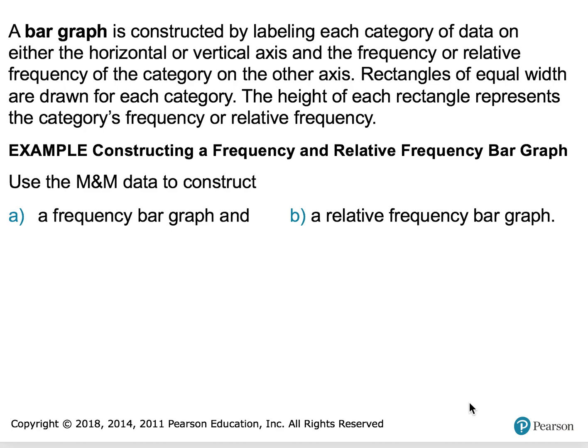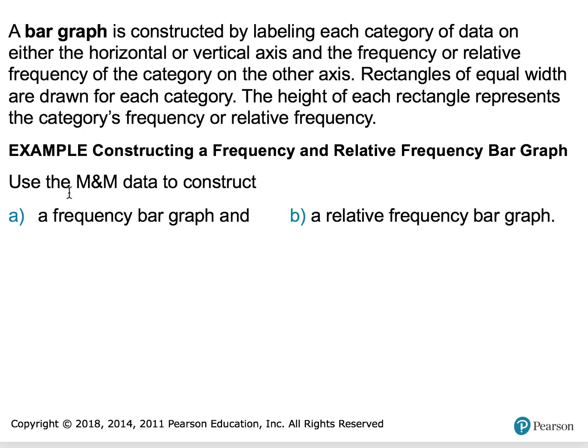Okay, once raw data are organized in a table, then we can create graphs. So a bar graph is constructed by labeling each category of data on either the horizontal or vertical axis, and the frequency or relative frequency of the category on the other axis. Rectangles of equal width, that's important, are drawn for each category. The height of each rectangle represents the category's frequency or relative frequency.